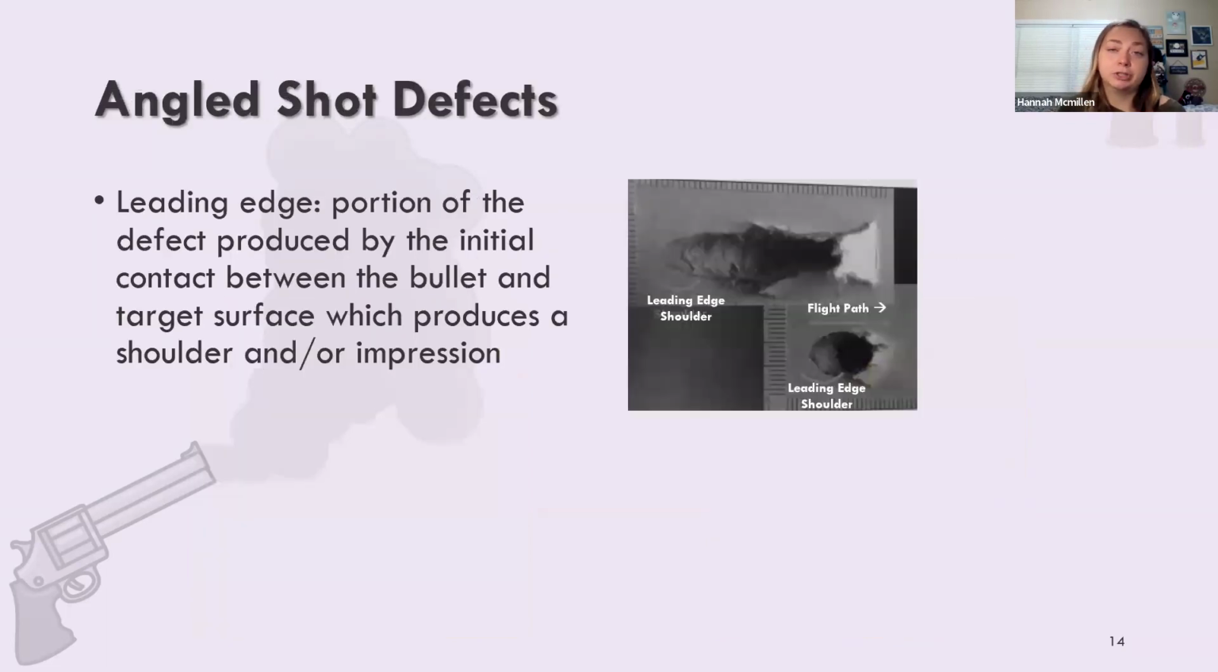So then going into angled shot defects. When we have an angled shot, we have something called the leading edge, and that's the portion of the defect produced by the initial contact between the bullet and the target surface, producing a shoulder and/or an impression. Here we have our leading edge right here, and that's where our bullet first came in contact with the surface and started traveling in that direction. And over here again, we have our leading edge, and then the pushing through of the material on the surface, producing some more defect along the way, which tells you the path of travel.